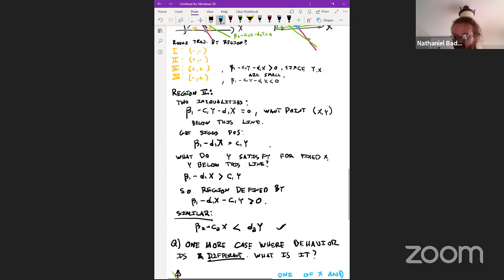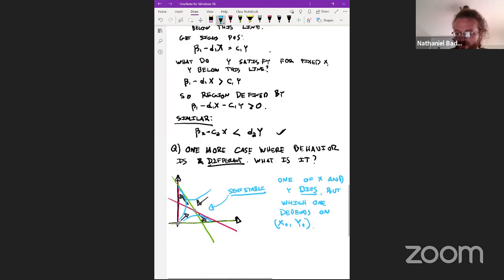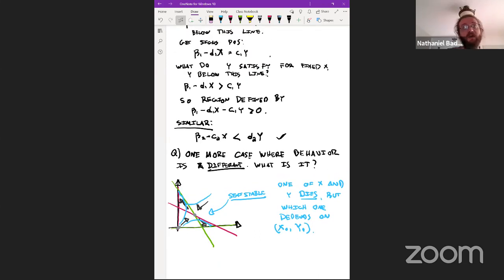Right, so if you remember, looking up here, these behaviors were kind of universal, right? Either everything falls into the equilibrium, x dies off no matter what you do, or y dies off no matter what you do. But in this case, suddenly we have some really qualitatively new behavior. One of the species is going to die off, but which one is going to depend on the initial conditions. So that is a very different phase, right?